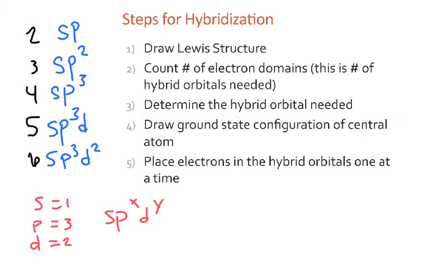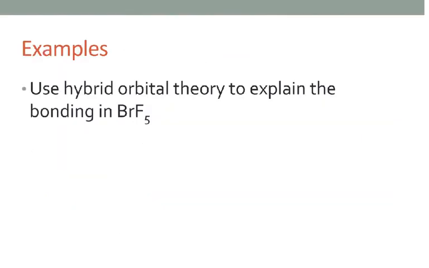Then you're going to be able to determine the hybrid orbital needed based on the number of electron domains. And then you'll actually be able to draw the ground state configuration and place the electrons in hybrid orbitals one at a time as needed. All right, this may be clear as mud right now, but let's do an example.